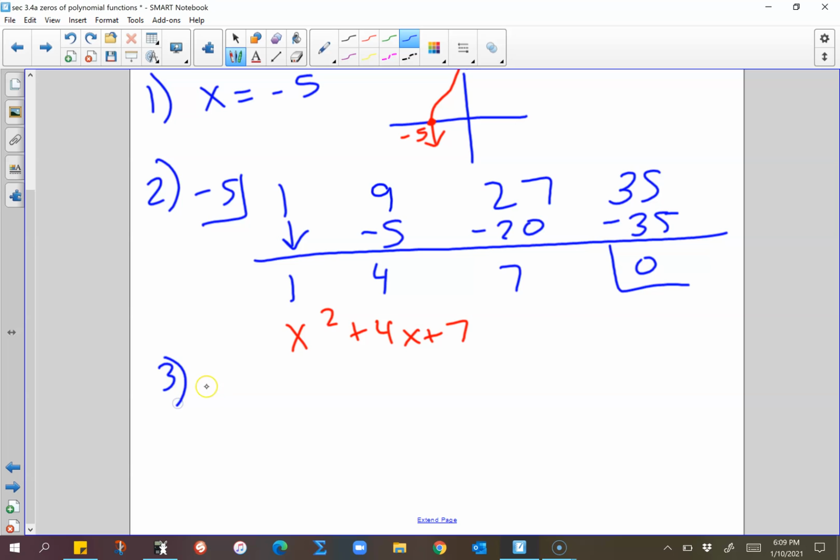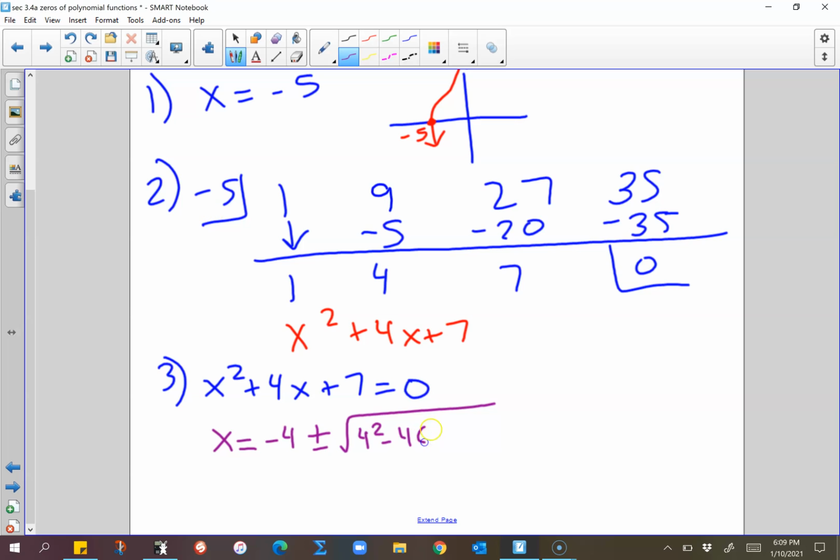Step 3, I'm going to solve that. So when I look at this, I notice it doesn't factor, and I can't use square roots like I have in the last 2 examples. So my solution for solving a quadratic then is to do quadratic formula. So opposite of b, plus or minus the square root of b squared minus 4ac all over 2 times a. So I've got -4 plus or minus, and when I do the inside, I notice I'm going to get 16 minus 28. So I'm going to actually get a negative number underneath.